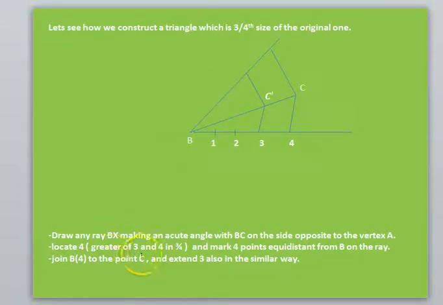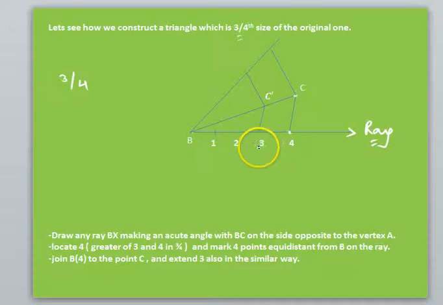Locate 4, the greater of 3 and 4 in 3/4. I have my size to be reduced as 3/4 of the original one. And I have to take the greater of 3 and 4 in the ratio and mark 4 points equidistant from B on the ray, similar to the line segment one. So I have drawn a ray from here, B. This is my ray here. And I have divided it into 4 equal parts, 1, 2, 3, 4, and I have joined the last part to my C over here.